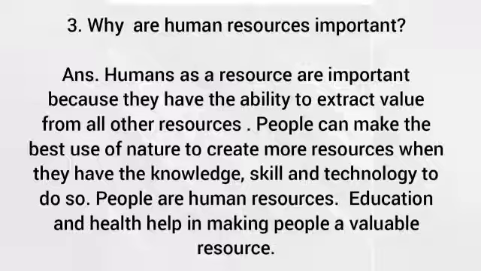Why are human resources important? Humans as a resource are important because they have the ability to extract value from all other resources. People can make the best use of nature to create more resources when they have the knowledge, skill, and the technology to do so. People are human resources. Education and health help in making people valuable resources.